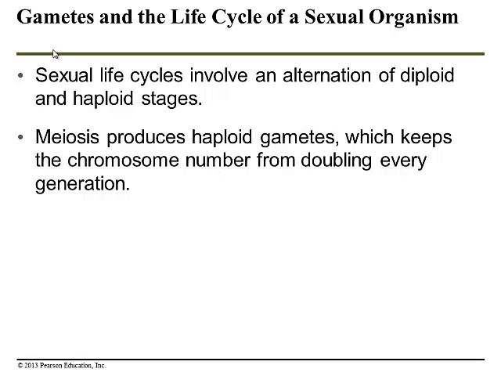So sexual life cycles involve alternation of diploid and haploid stages. Meiosis is the cellular division process that's going to create those haploid gametes. Basically, the difference between meiosis and mitosis is that meiosis is a 2-step process. During regular mitosis, when did I replicate my genetic material? Interphase, right? During the S phase of interphase. That's when I made the copies of my genetic material.